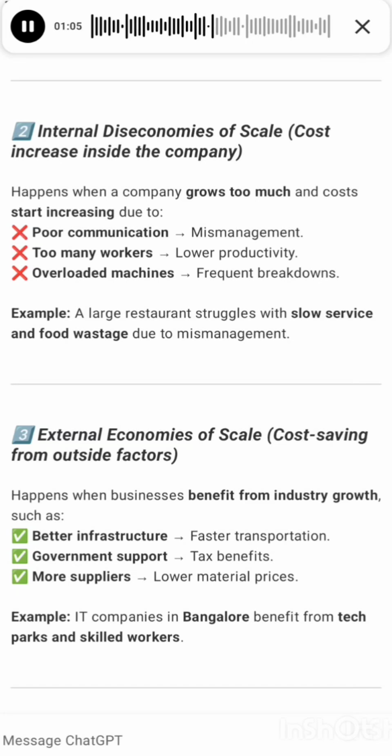3. External economies: cost saving from outside factors. It happens when businesses benefit from industry growth, such as better infrastructure, faster transportation, government support, tax benefits, more suppliers, and lower material prices. Example: IT companies in Bangalore benefit from tech parks and skilled workers.